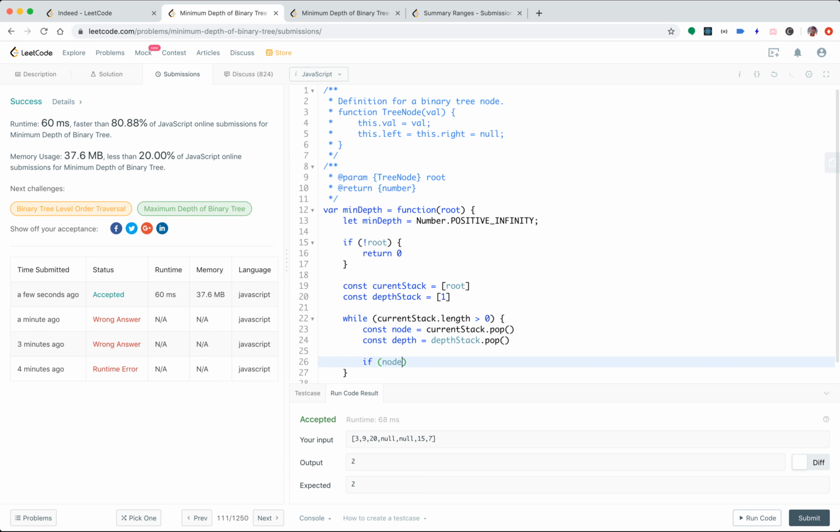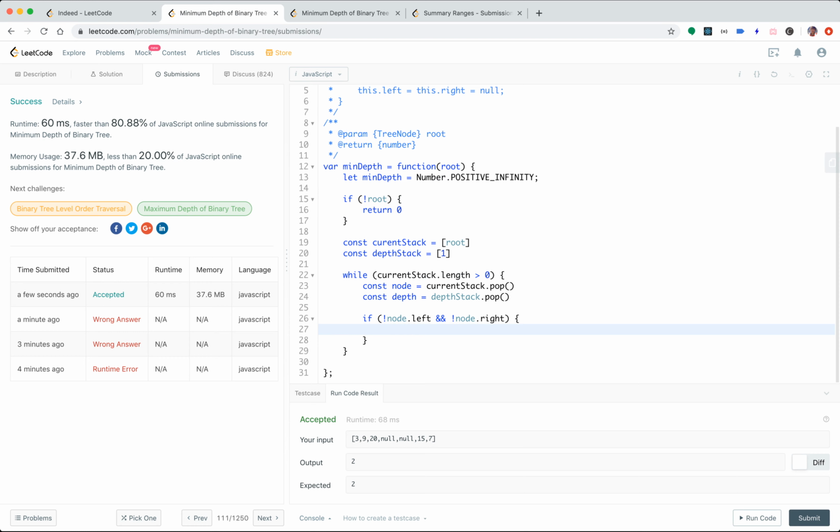If node left and node right are both empty, then this is a leaf. Then if depth is smaller than mean depth, mean depth equals depth.